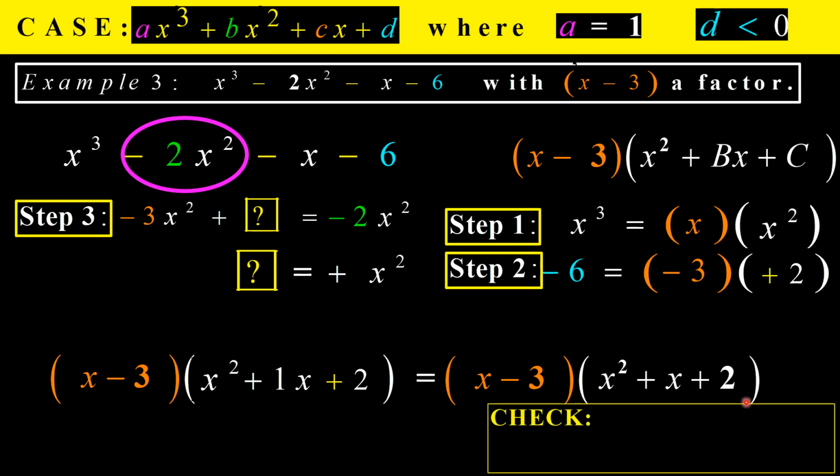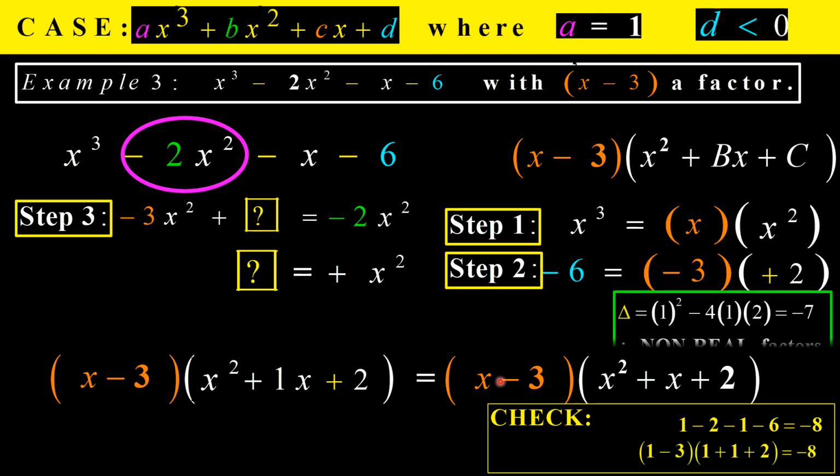Let's just check that again. If I look at my coefficients, it's 1 minus 2 minus 1 minus 6, which is negative 8. I look at my coefficients here. 1 minus 3, times 1 plus 1 plus 2, which is negative 8. Let's just check my value for my discriminant. My b value is 1, my a is a 1, and my c is a 2. And if I substitute, I get a negative 7, which indicates to me that this quadratic has non-real roots. So the only real or rational root here is the x minus 3. There I found my quadratic.